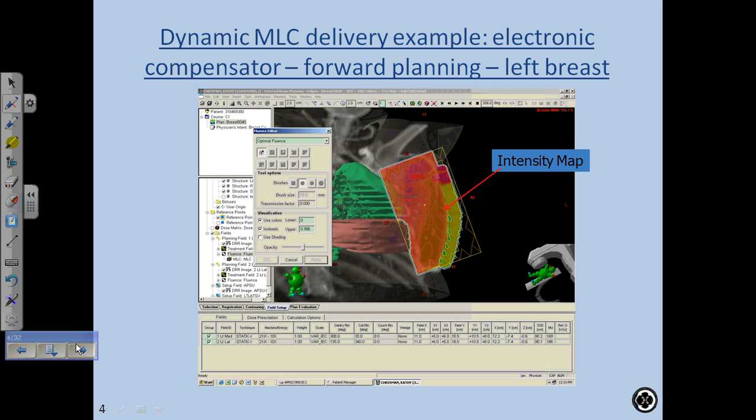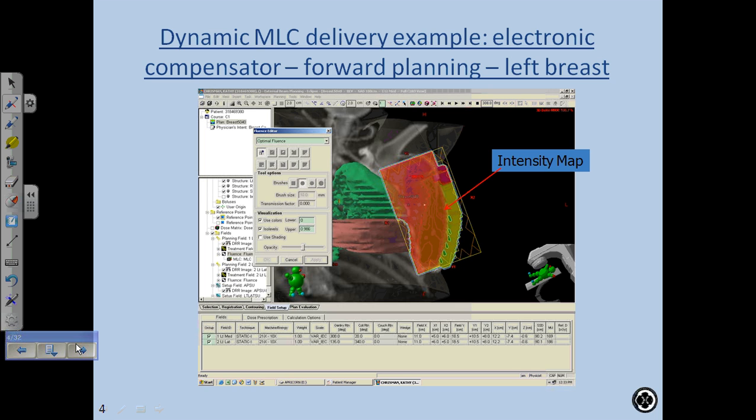Okay. This is called forward planning, because in a way it's inverse, because the computer's taken the external surface of the patient and it's calculated on its own what the fluence should be. But it hasn't looked at the lung, and it hasn't looked at the heart, and it hasn't used those internal structures to calculate its fluence. It's only used the surface. And what you can see here too is that you can insert a heart block, and it'll do that automatically. So it's blocking the heart as well.